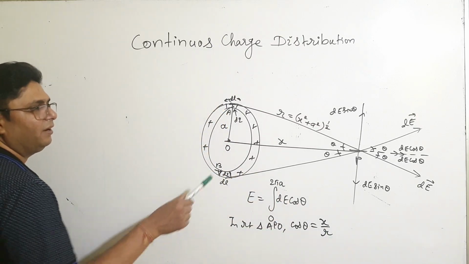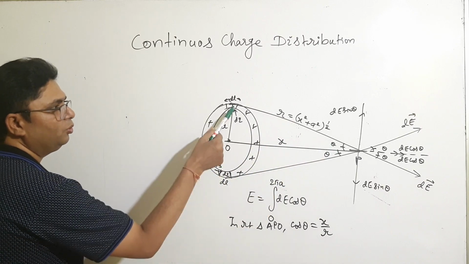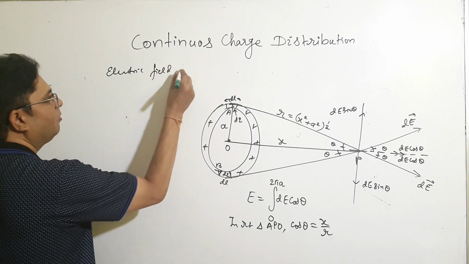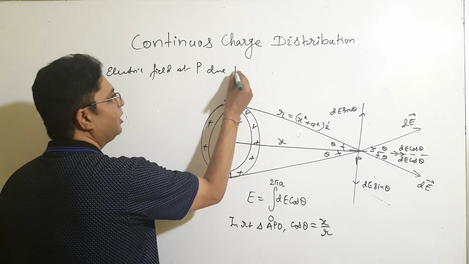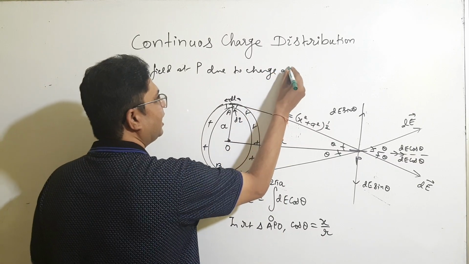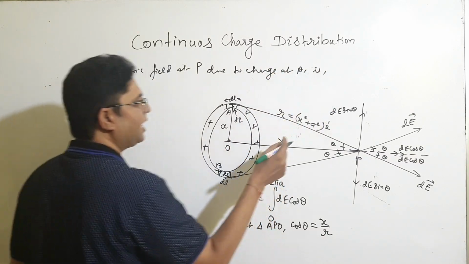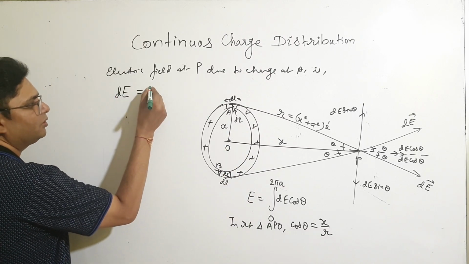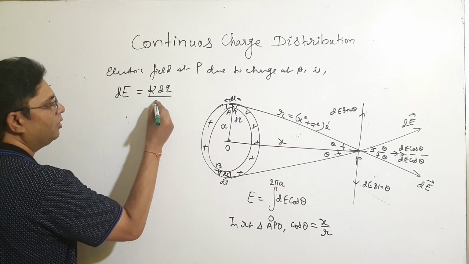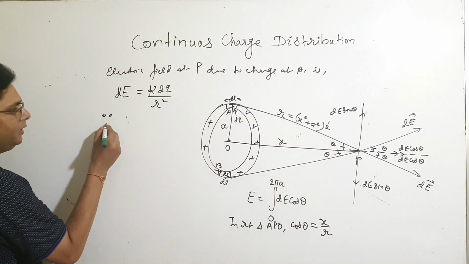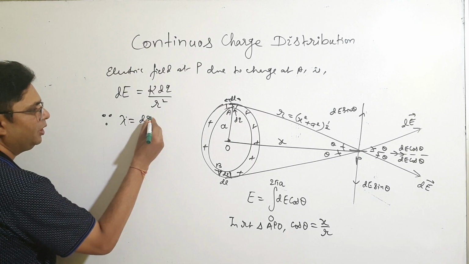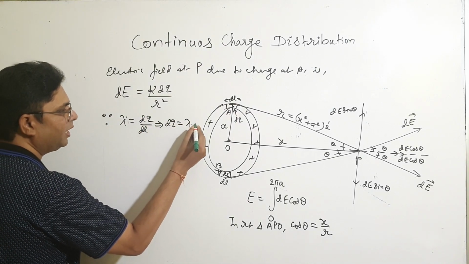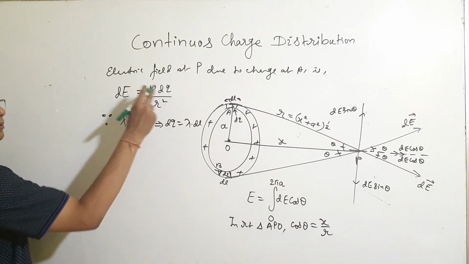What is the value of electric field at point P due to the charge at A? The charge at A is dq. So the electric field dE is equal to k dq upon r square. You know that lambda equals dq upon dl, so you have dq equals lambda into dl. Put the value at this point.